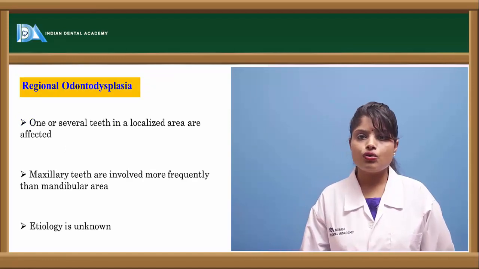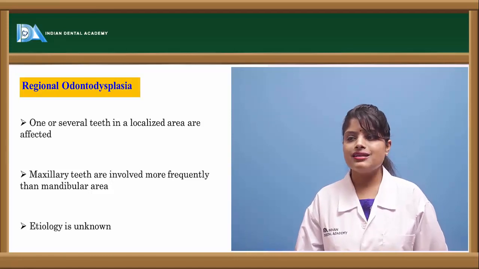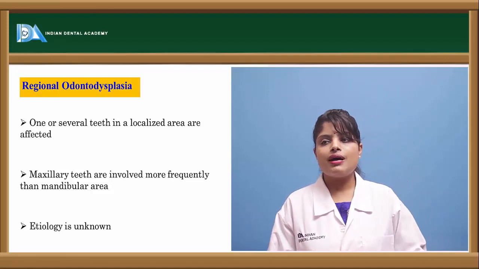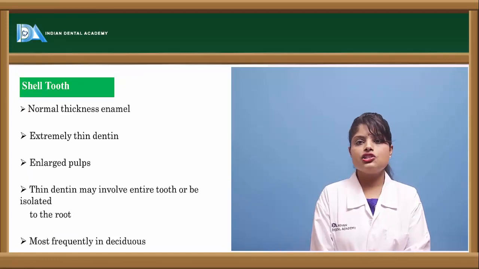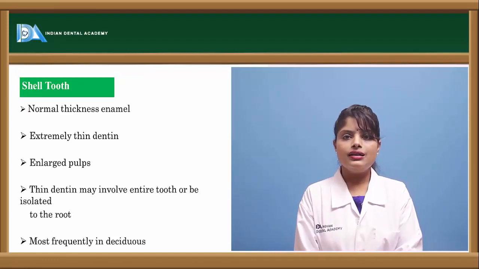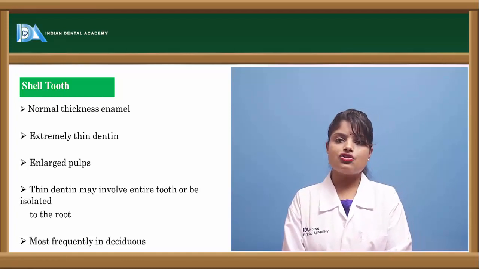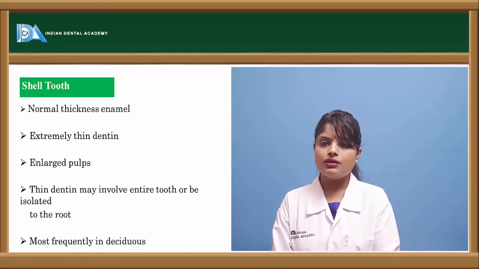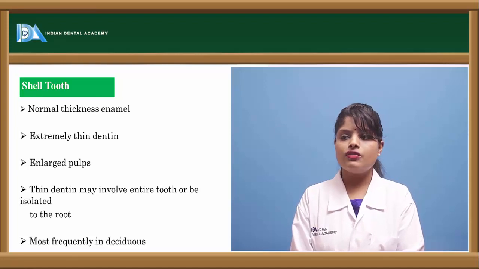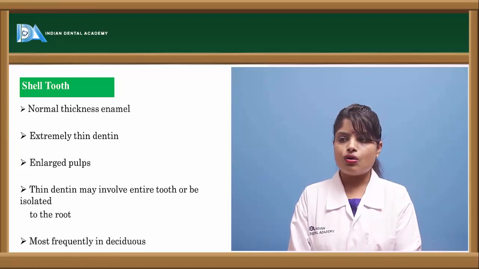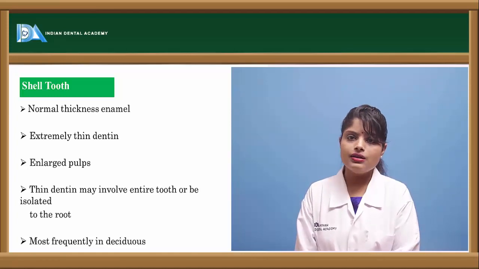Then comes regional odontodysplasia. This is a rare condition, whose etiology is unknown. It is found more frequently in maxillary teeth than mandibular teeth, and it is either localized or generalized. Then comes shell teeth. Shell teeth are teeth in which the enamel is of normal thickness and the dentine is extremely thin, leading to enlargement of the pulp chambers and frequent pulp exposures. The dentine may also be absent from the teeth and the root. It is more frequently found in the deciduous teeth.